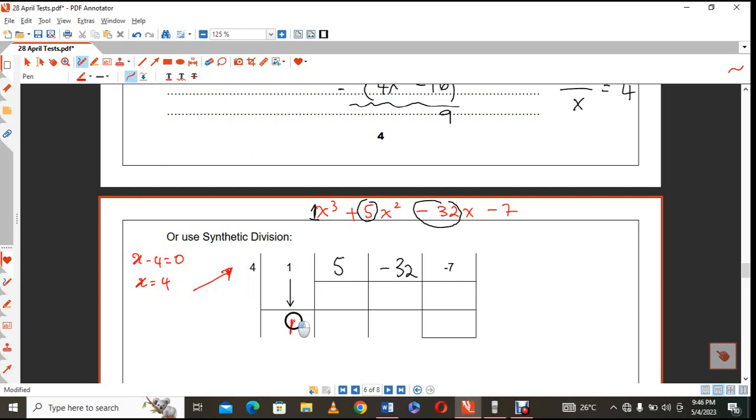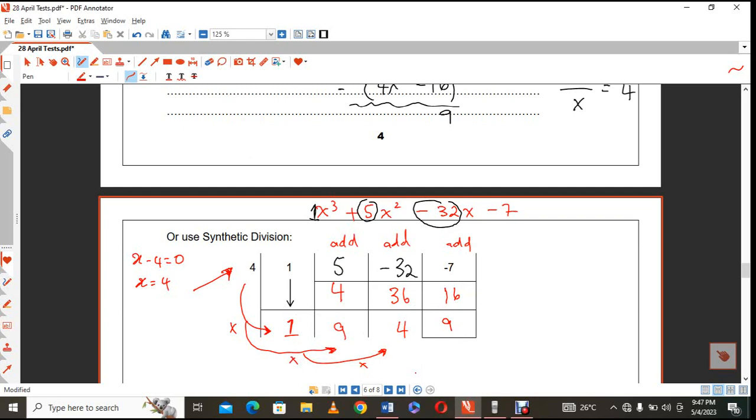Then the arrow indicates you must bring this down, and then you multiply. So you're going to say 4 times 1, well, that gives you 4, and we are going to add, so that gives you 9. You're going to multiply again, and 4 times 9, well, that's 36. And then you're going to add again, well, that's going to give you 4. And again, you're going to multiply, and 4 times 4, well, it gives you 16. And again, if you add, you're going to get 9.